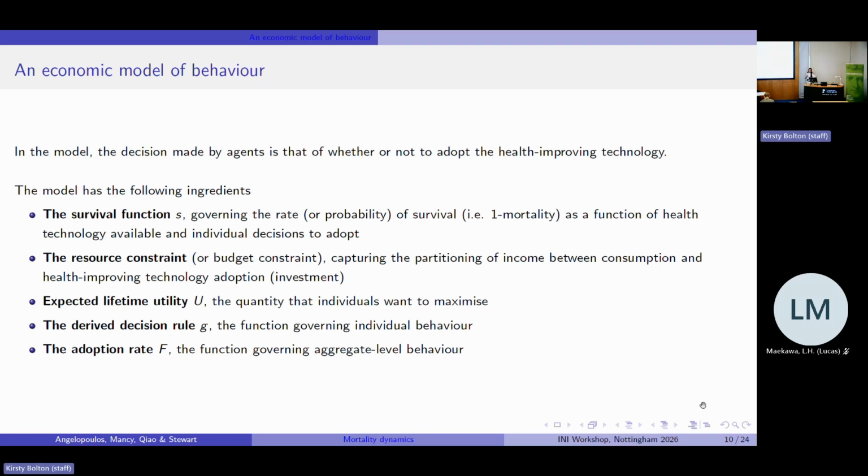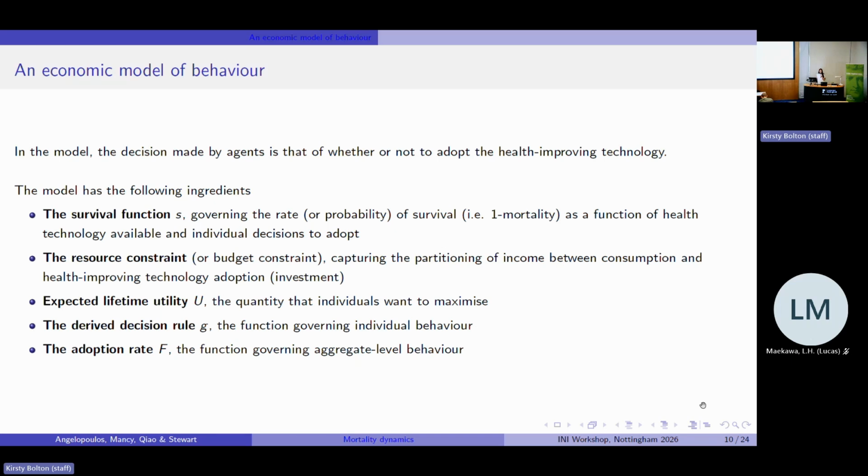So the model has these ingredients. Maybe to start, the decision that's made by the agents, and if you like, their behavior, their decision, their choice, and I'm going to use those terms interchangeably. I know they're used differently by different people in different disciplines. I'm going to be slippery with them. The decision made by agents is that of whether or not to adopt the health improving technologies. So they have this binary decision to make at the point in time.